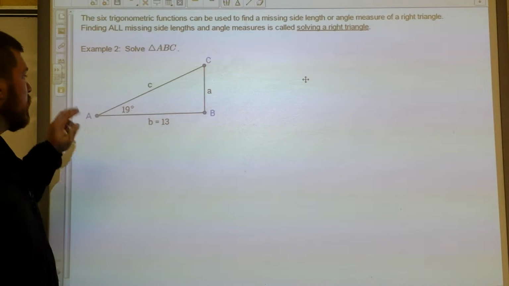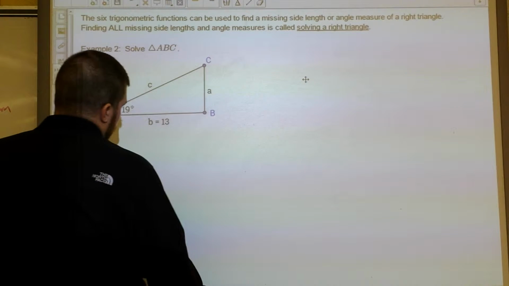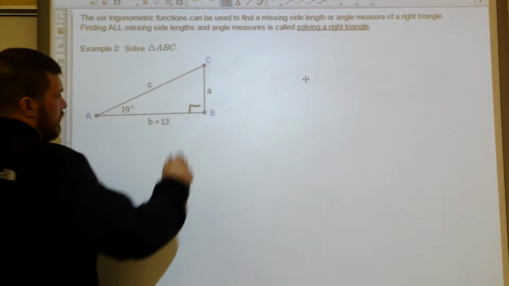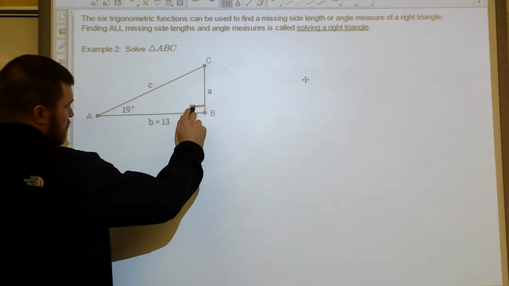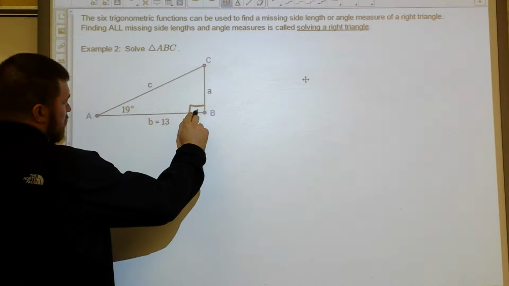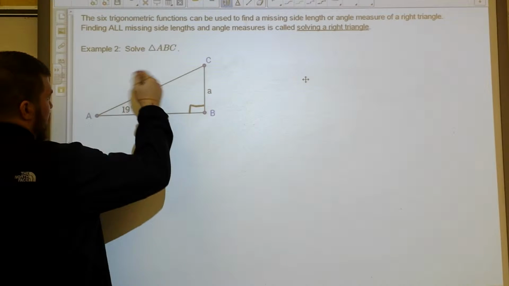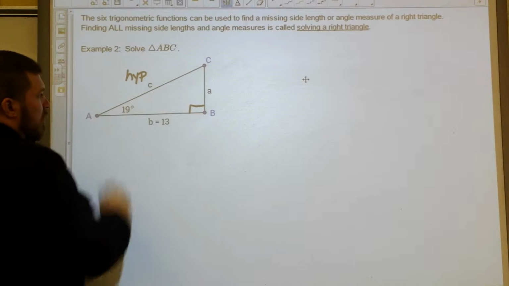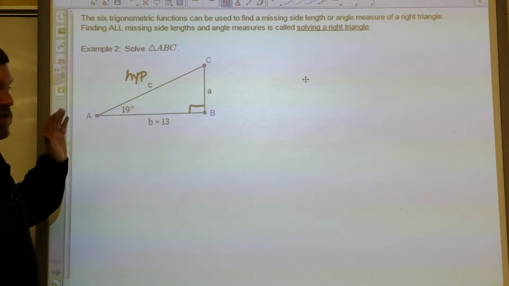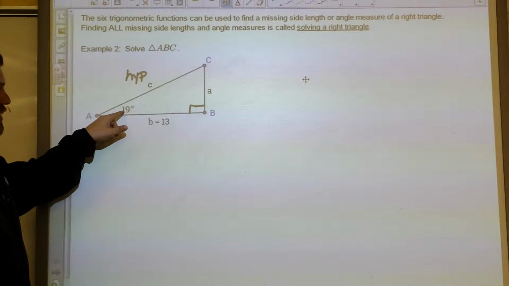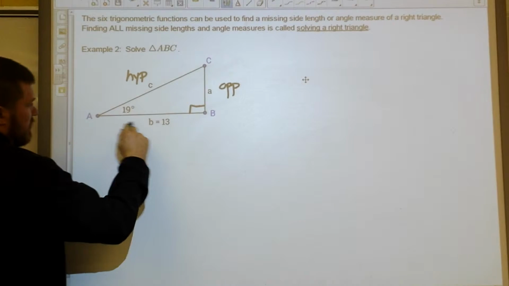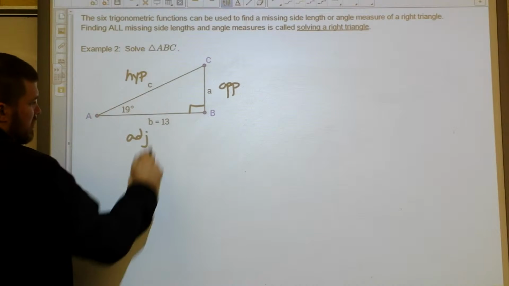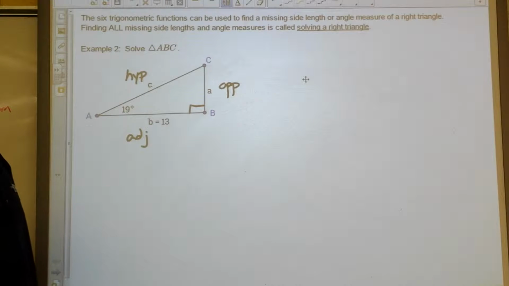We want to solve triangle ABC. This is a right triangle, so go ahead and put that there, fill in your picture if you need to. Alright, let's label our picture. Since we know angle B is the right angle, that means C has to be the hypotenuse. We always base the opposite and adjacent on the angle that we're given. Since we're given 19 degrees, A is going to be the opposite, and B is going to be the adjacent. Now we're ready to start doing stuff.